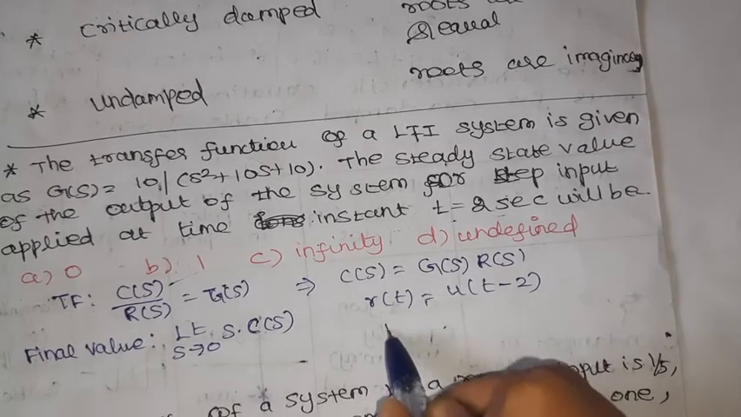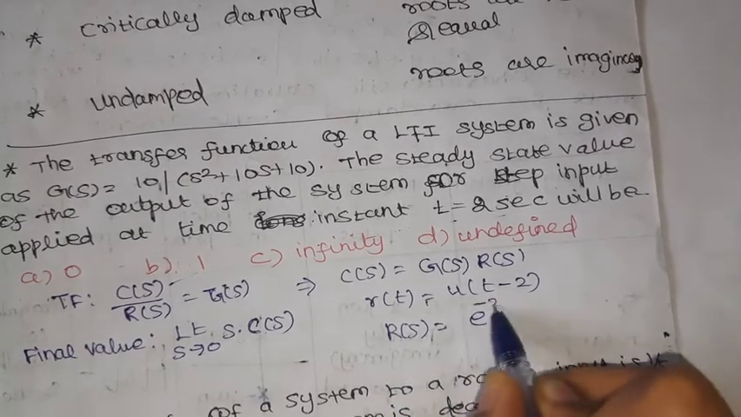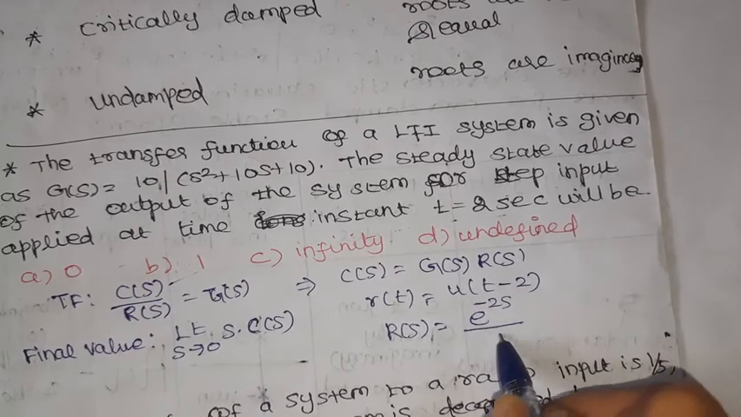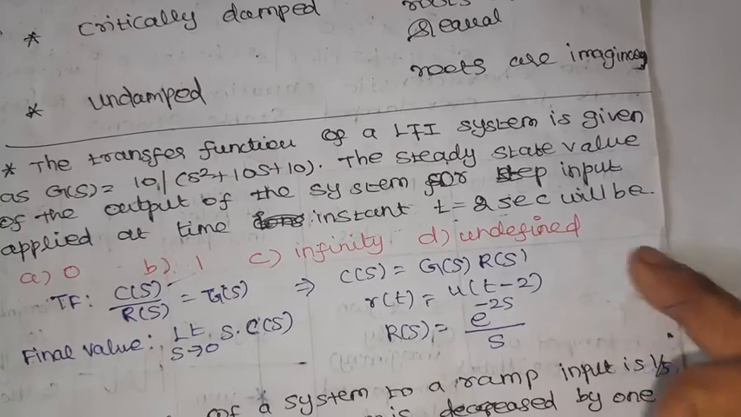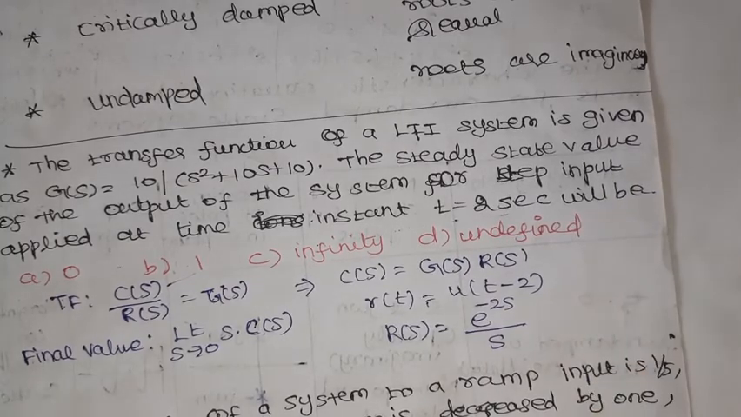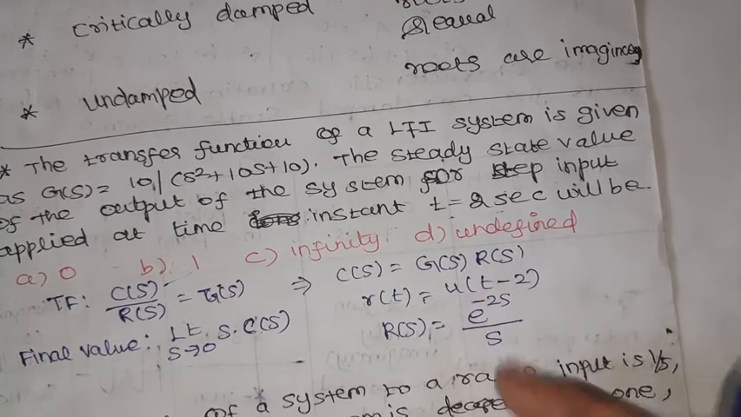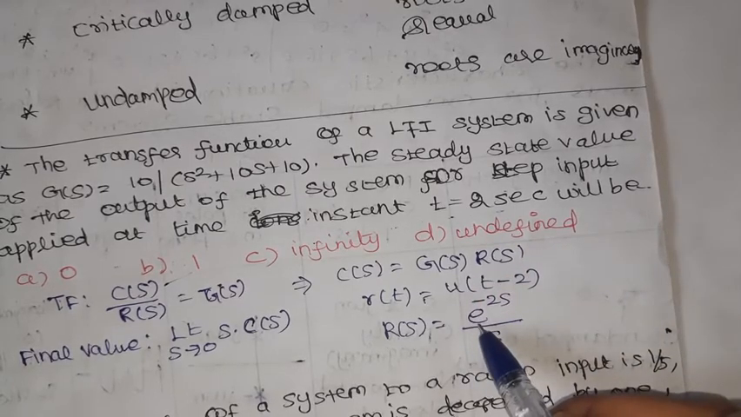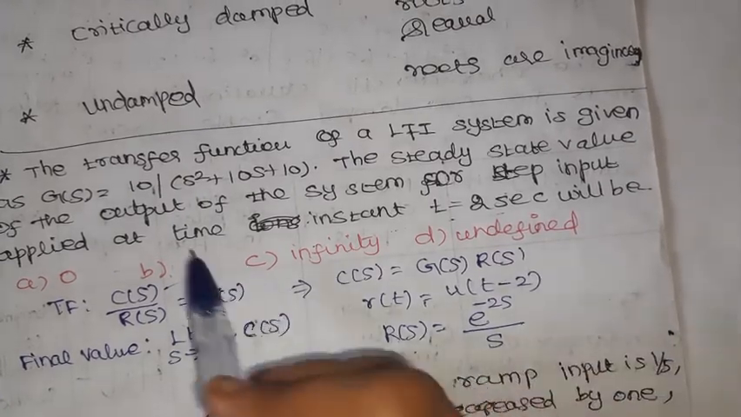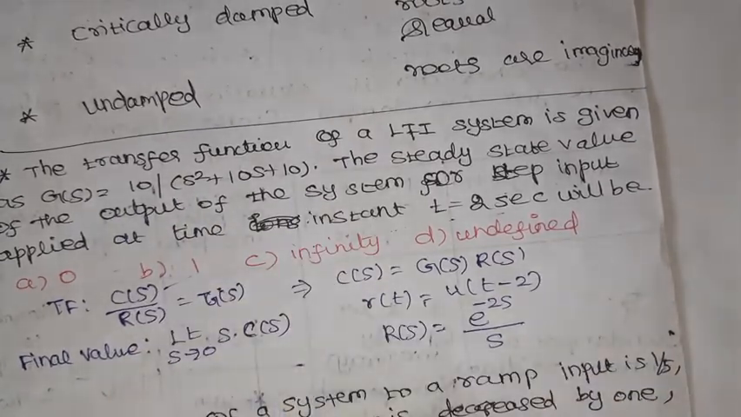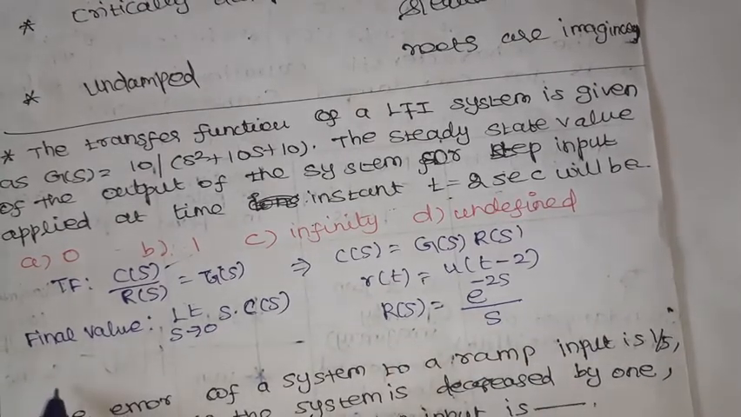By taking the Laplace transform, with e power for the time delay, it is e power minus 2s divided by s. In general, the Laplace transform of u of t is 1 by s, and for the time delay it is e power minus 2s divided by s. So this is the R of s term, and we know the G of s term. Substitute these two and find the final value.